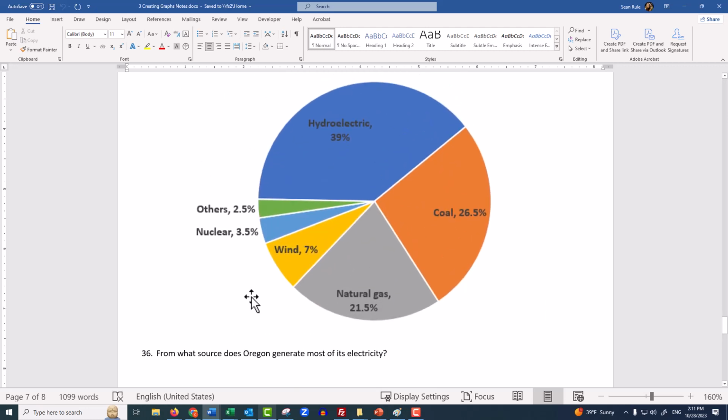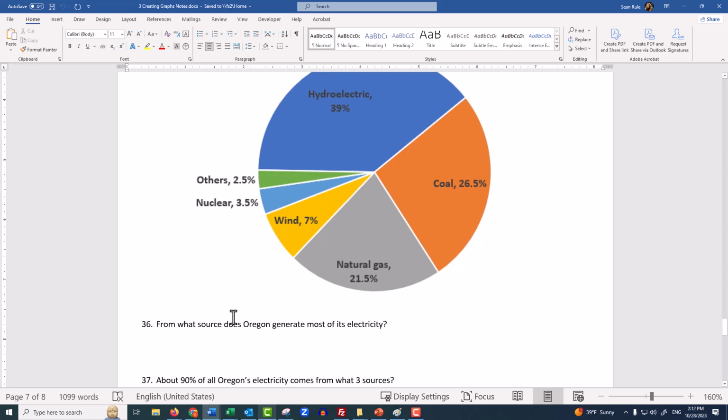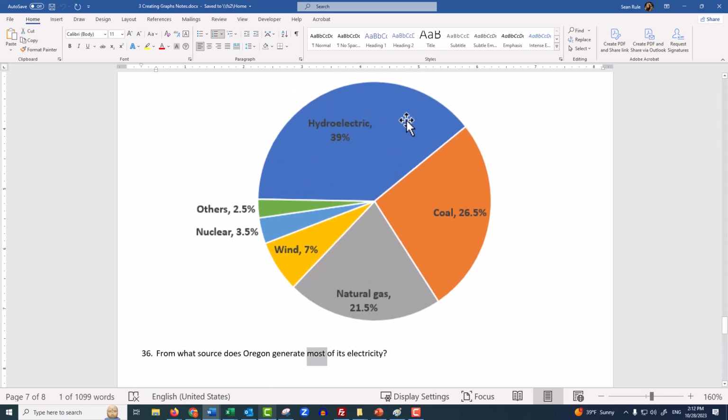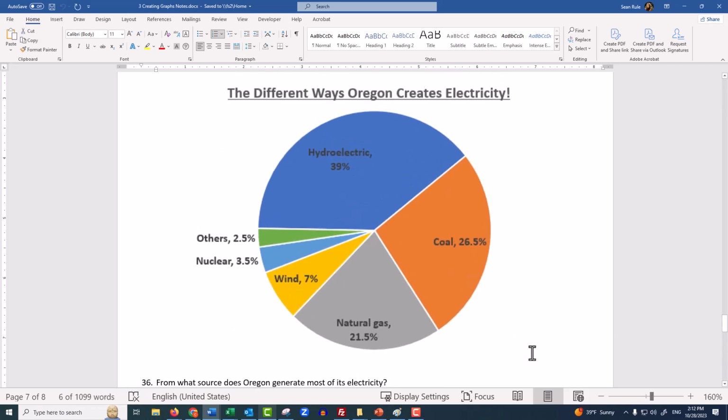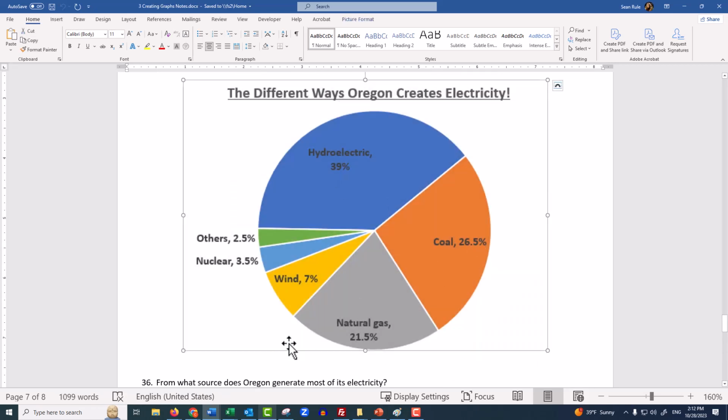Oh, I got ahead of myself here. From which source does Oregon generate most of its electricity? Well, we answered that. It's hydroelectric because it's got the biggest slice, 39% of the entire circle. About 90% of all Oregon's electricity comes from what three sources? Well, it looks like hydro, coal, and natural gas.